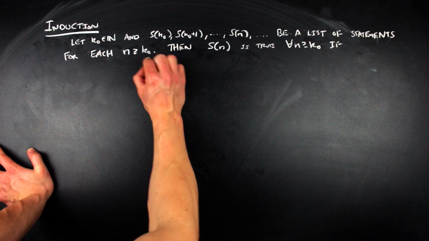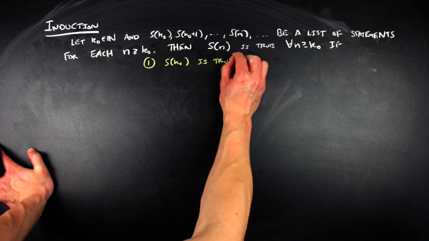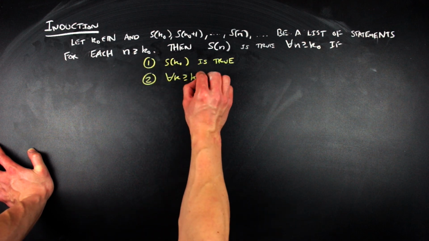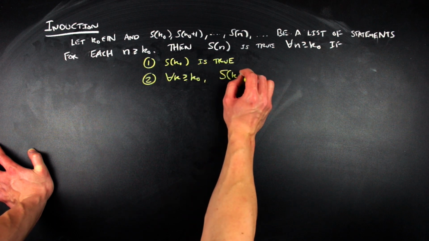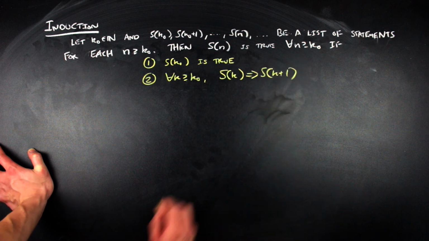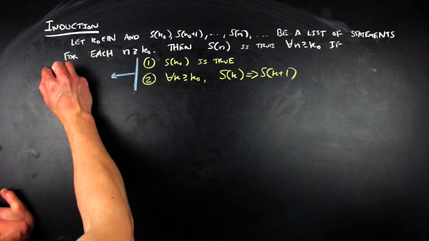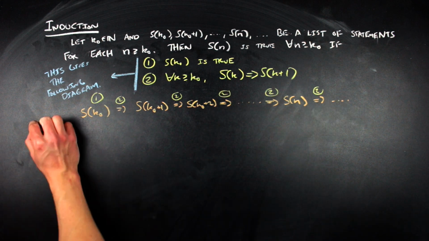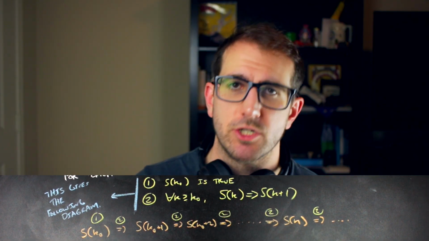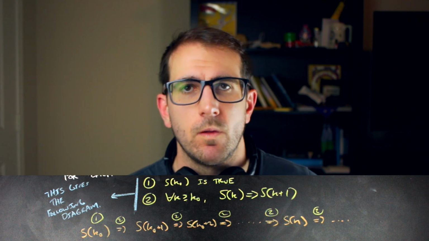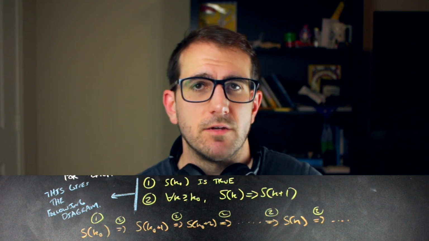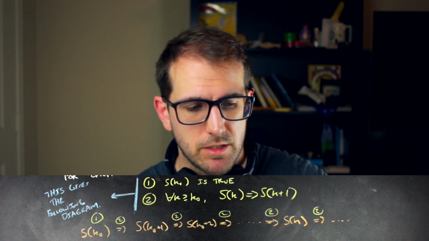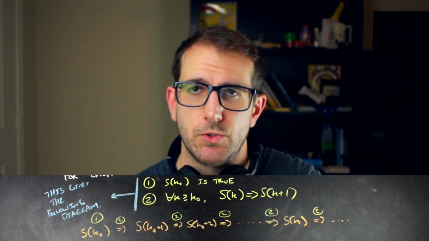One, you can prove that S of k naught is true. And two, if you're given that S of k is true, then you can show that that implies S of k plus 1. So 1 and 2 here on the board being true give us the following diagram. And this is where a lot of people get the whole ladder or domino or engine analogy from. First, you start off with S of k naught, and from part 1 of the induction stuff, that is true.